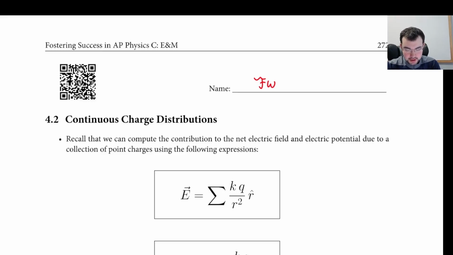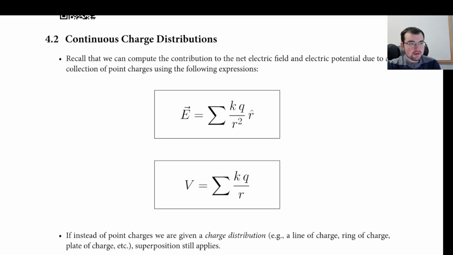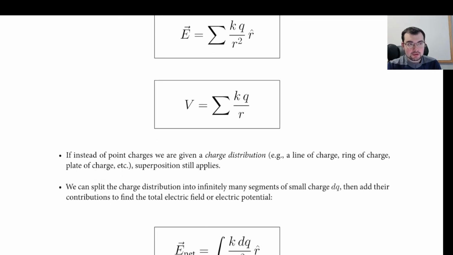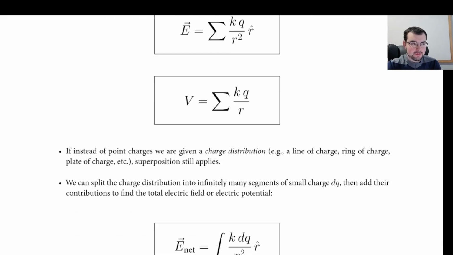So to begin, we'll start from the fact that when dealing with finitely many charges, we just use summation to find the net contribution. So we sum up our kq over r squared contributions or our kq over r, depending on what we're looking for. Of course, respecting vector properties for the E field.